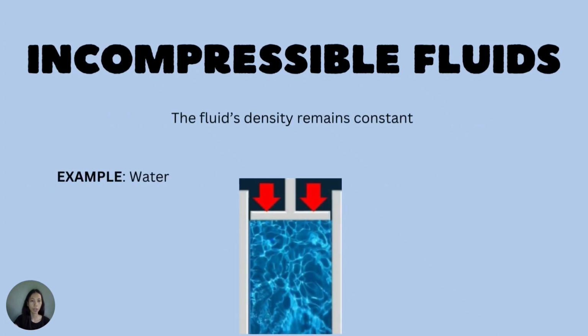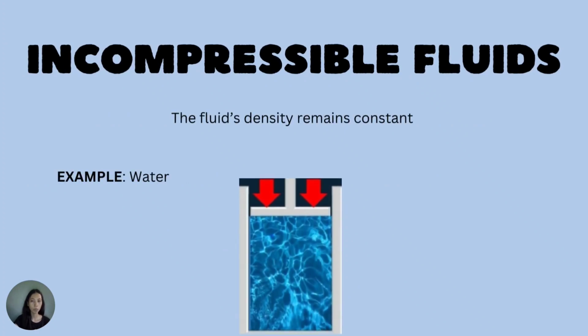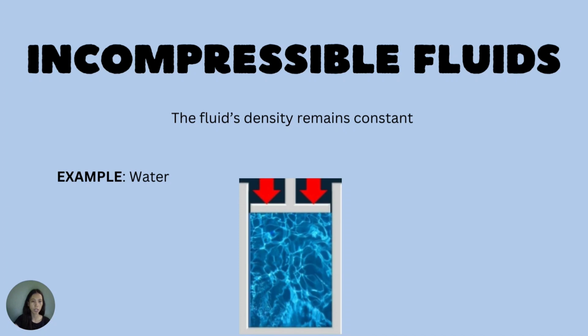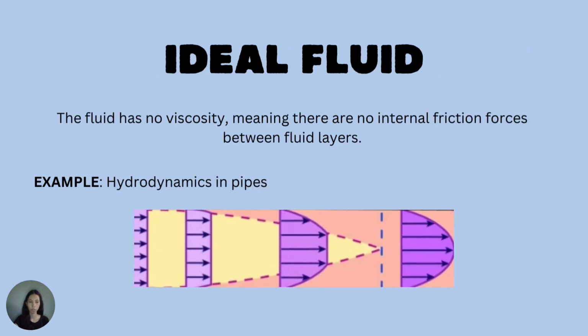Next is incompressible fluid. An incompressible fluid is one whose density remains constant regardless of changes in pressure or flow conditions. This means that the volume of the fluid does not change significantly under compression or expansion. So an example is water. Liquids like water are often treated as incompressible because their density changes very little with variations in pressure and temperature under typical conditions.